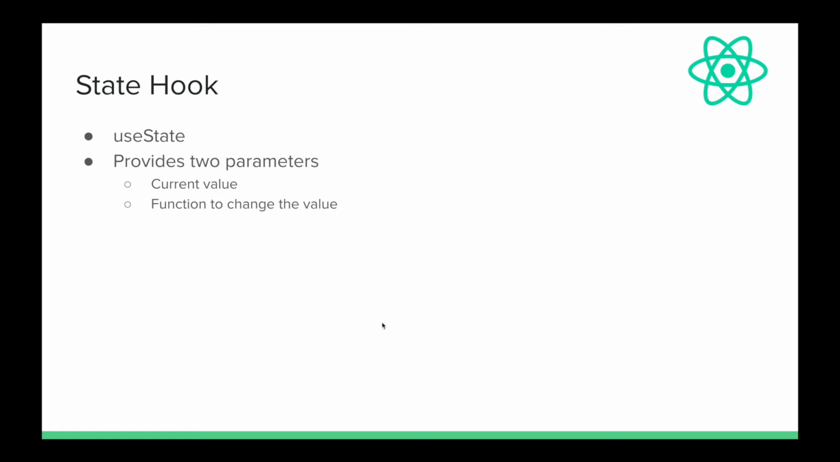Two parameters is what it gives you. One is the current value. The second is the function to change the value. And this is given in an array, so you can actually destructure the array and get these two parameters.